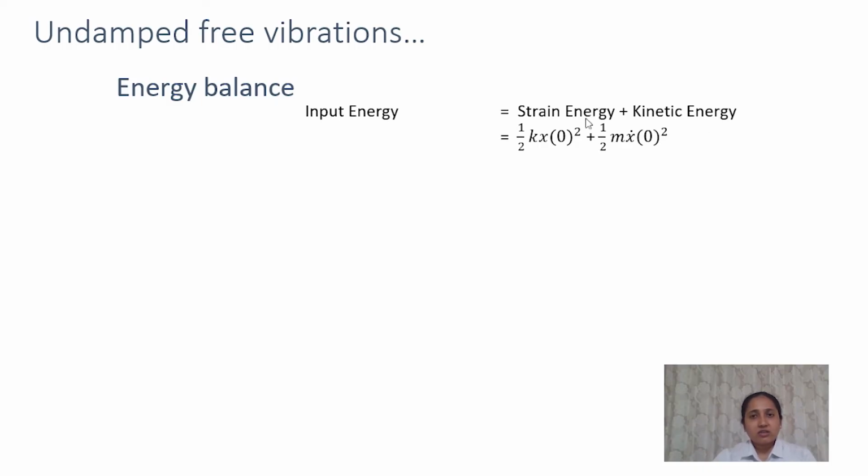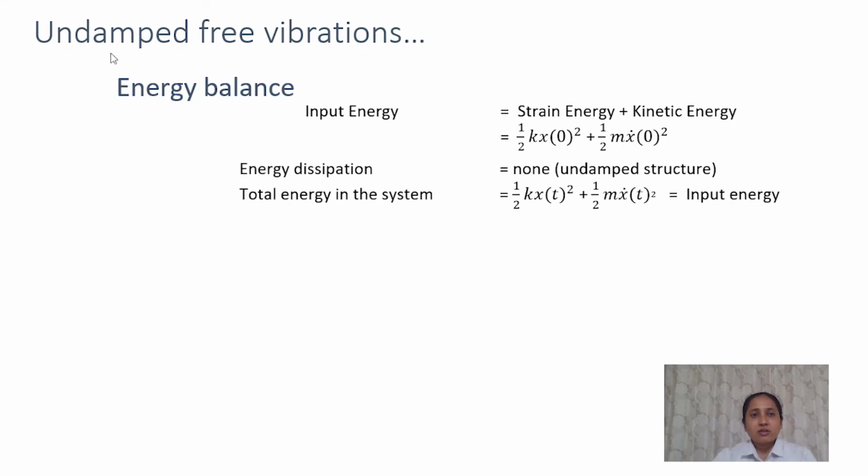The strain energy is because of the initial displacement which we gave. The strain energy is equal to half k x0 square, where k is the stiffness of the structure and x0, as you know, is the initial displacement we gave. And kinetic energy can be calculated as half m v square, where v is the initial velocity we gave, and m is the mass of the structure. So when we disturb it, the structure is getting this much energy.